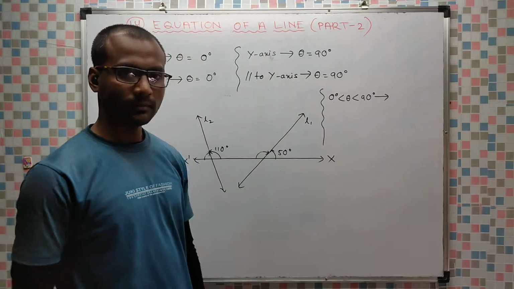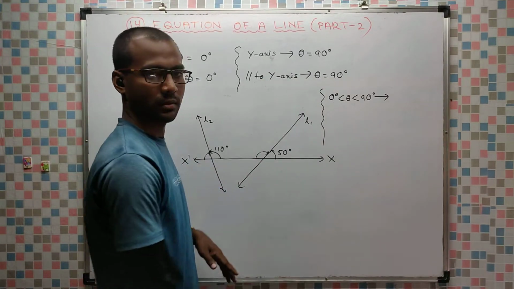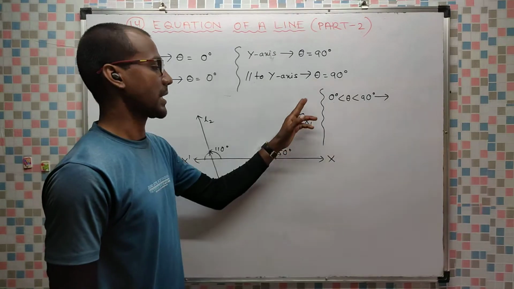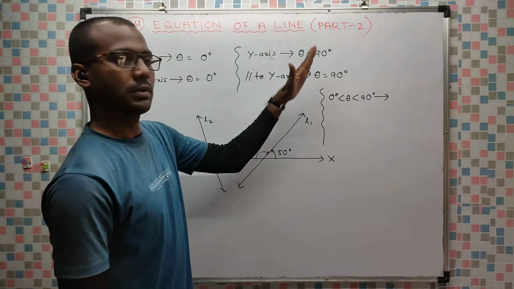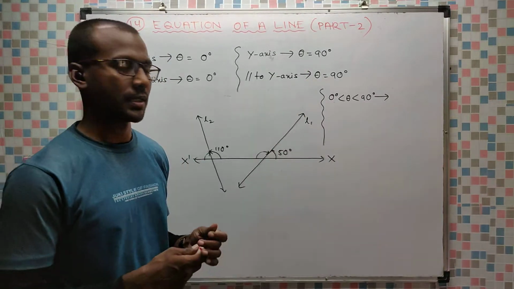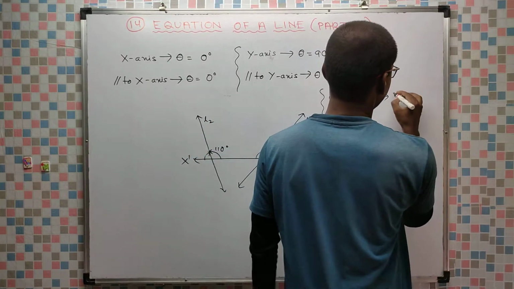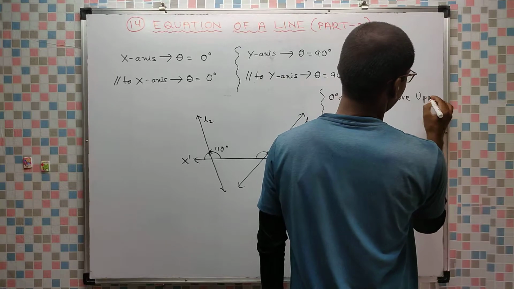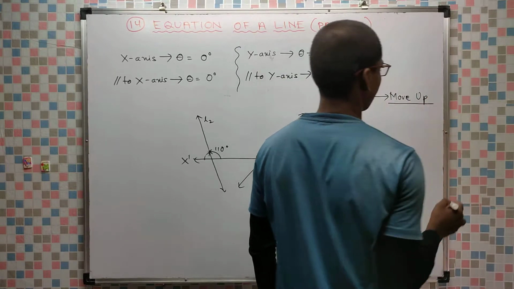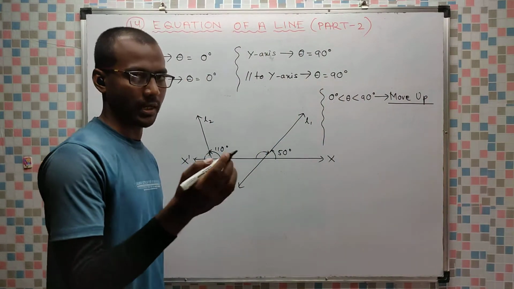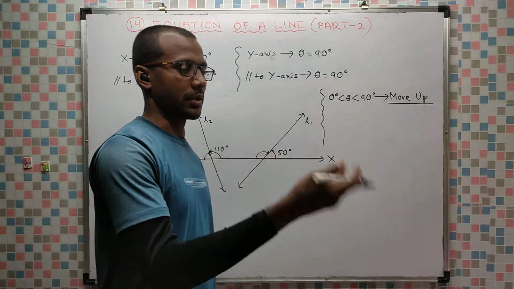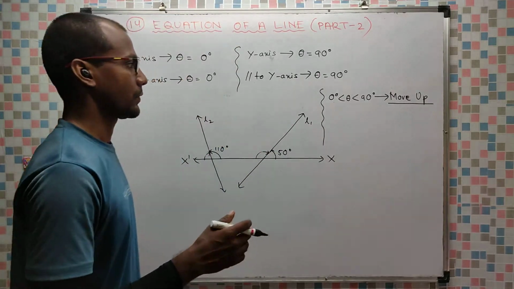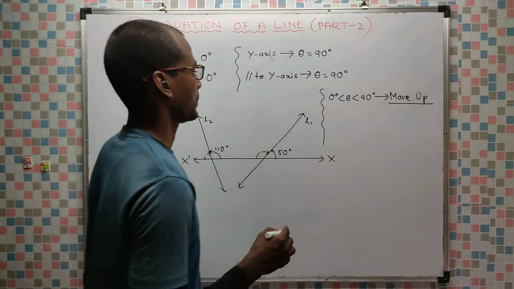Okay, so if angle of inclination theta is in between 0 and 90 degree, we will get such a line. Now see this line, move from left to right along this line L1. You have to climb up, you have to move up. Remember this, 0 to 90 means move up. This is very important. How it is important you will understand later on when we dig deeper into this chapter, when we solve examples also.